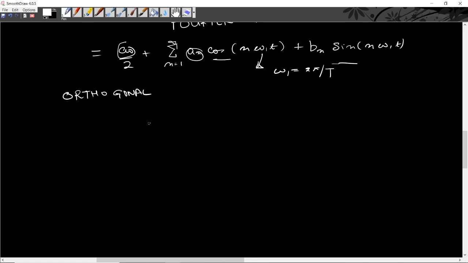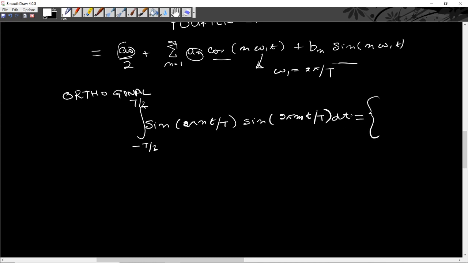if I take, let's say, sine of 2 pi n t over capital T times sine of 2 pi m t over capital T, and I take the product of these two sine functions and integrate them over one time period, so let's say minus T by 2 to T by 2, then the value of this integral is T by 2 when n is equal to m, and for all other cases this value is identically equal to 0 when n is not equal to m.